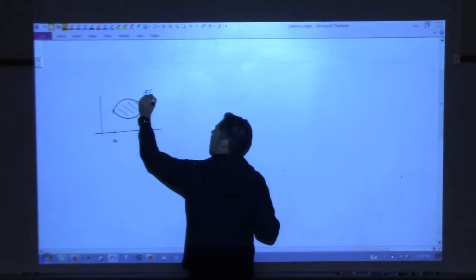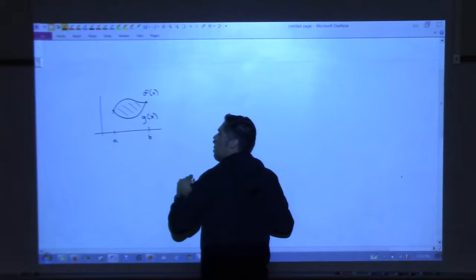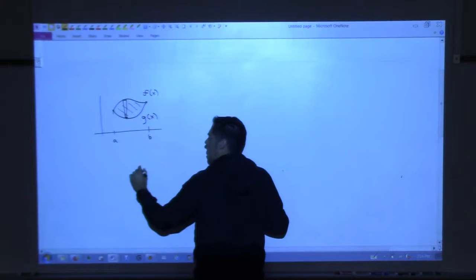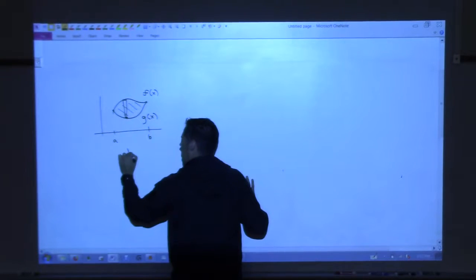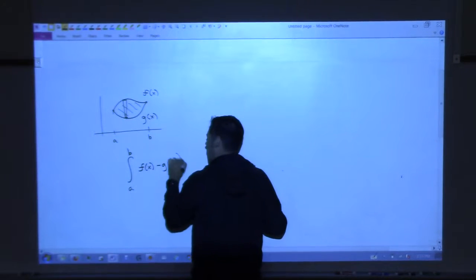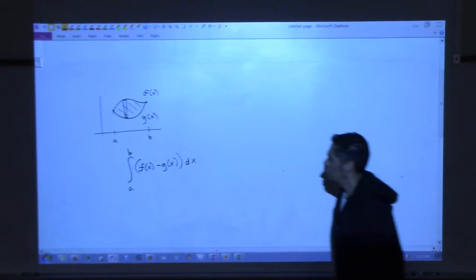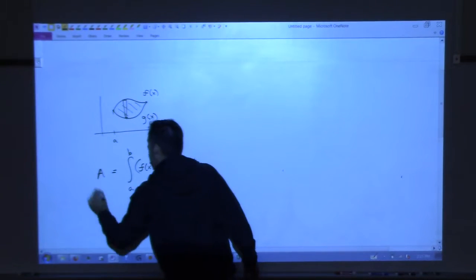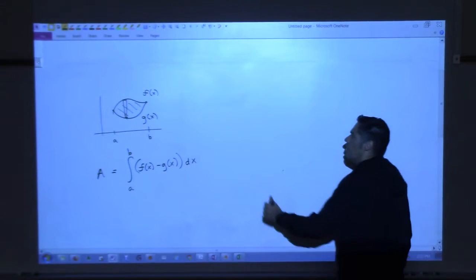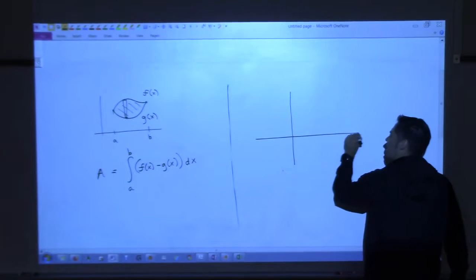We have, let me put f of x instead, f of x and g of x. These are both functions of x. So we would use a vertical rectangle right here, and then the formula would be integral from a to b of f of x minus g of x dx, right? That would give you that area. So that would be the area, so long as the f is above the g, that's what we would have. All right, now the other possibility we could have would be something like this.